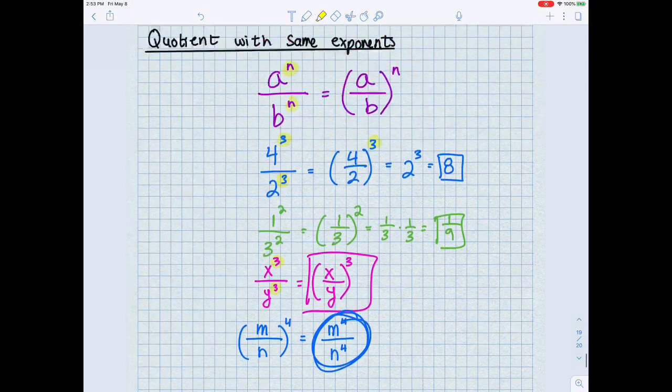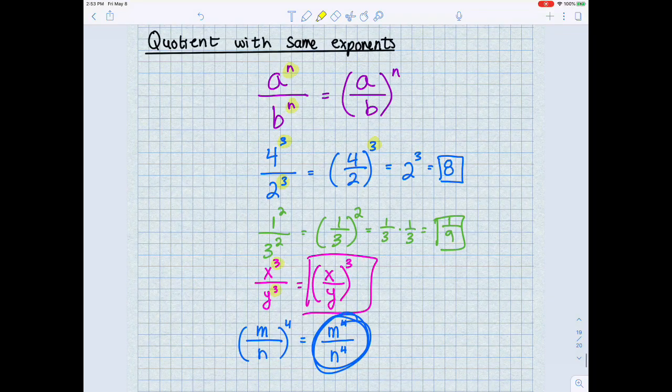All right, so there you have quotients with the same exponents but different bases.